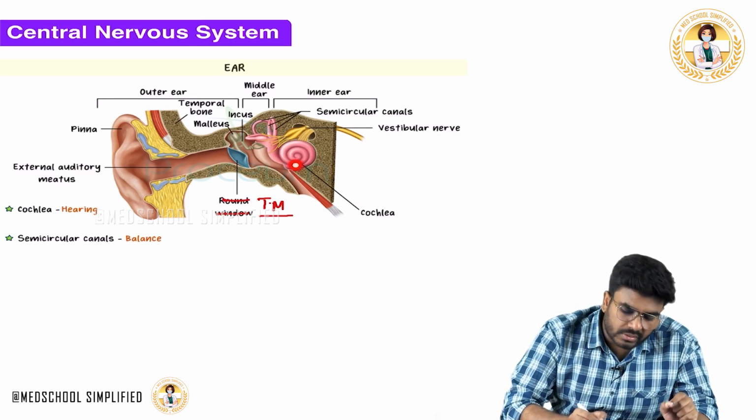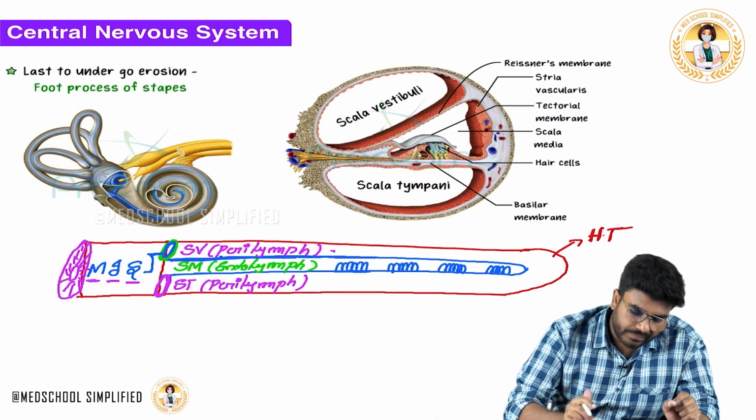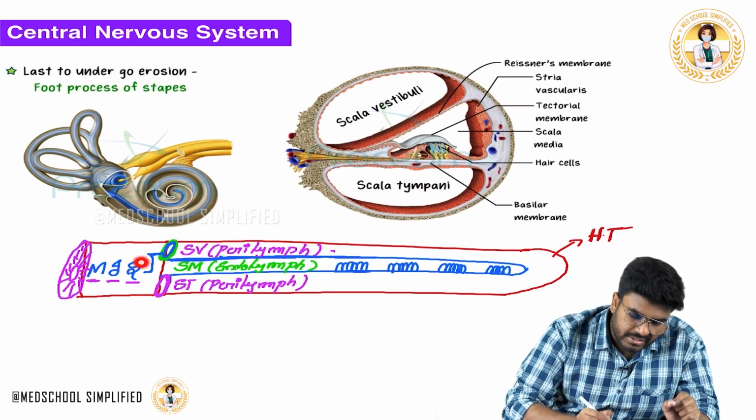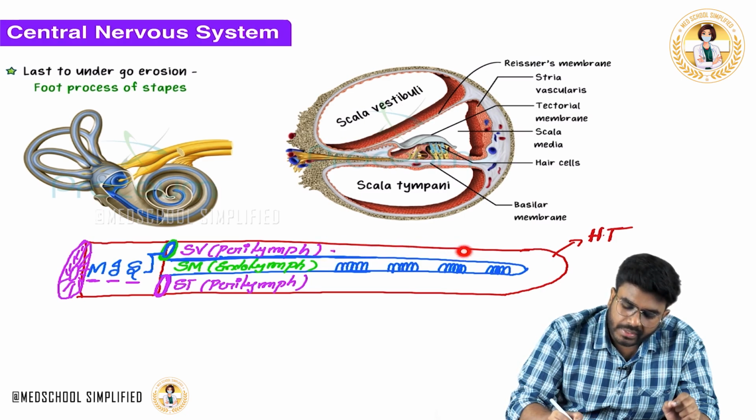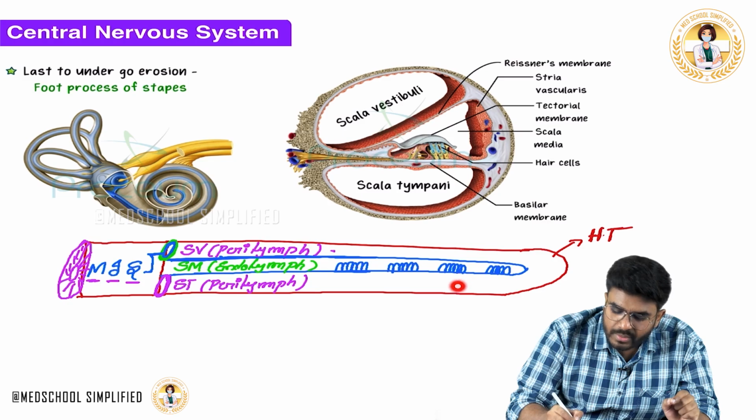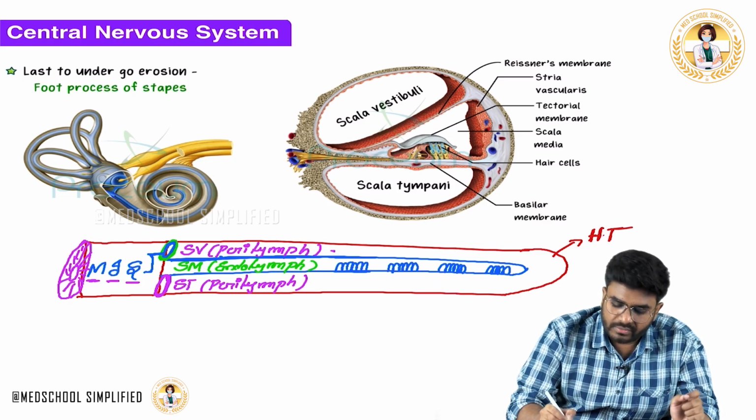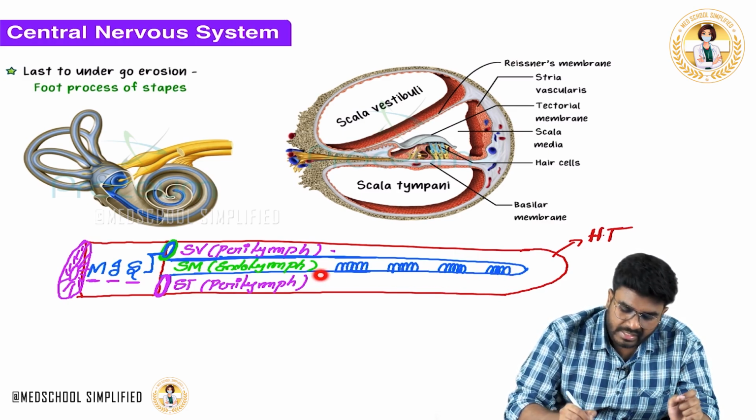Now please concentrate here. Malleus vibrates, incus vibrates, stapes vibrates. The stapes is going to vibrate the oval window. These vibrations are coming into the scala vestibuli, so the vibrations are going into the perilymph. Via the helicotrema, these vibrations are going to enter into the scala tympani. Now the vibrations are present in the scala tympani. These vibrations start to vibrate the basilar membrane. Here is the basilar membrane.